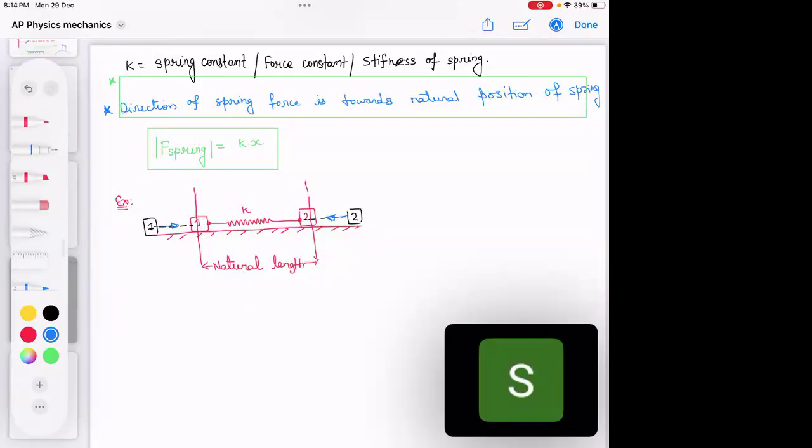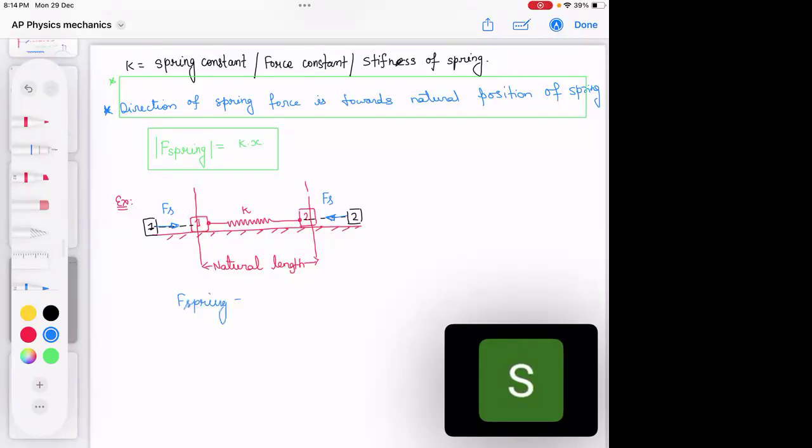So that means you can see whenever a single spring is connected with two blocks, it always applies equal and opposite force on both the blocks. What will be this spring force? Same as this spring force, okay? Because it is an ideal spring, and in case of an ideal spring, the spring force throughout the spring will remain the same.